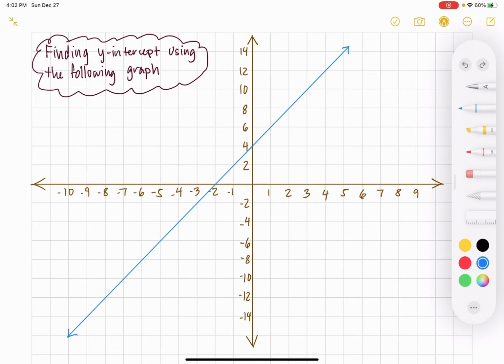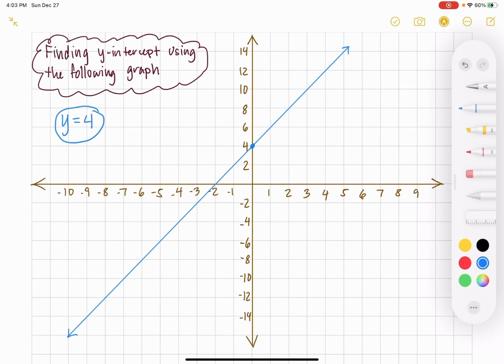Now, we're going to explore one of the ways to find the y-intercept, which is using a linear function graph. We have here a linear function graph, and as we discussed, the y-intercept is where x is equal to 0. So in this case, we're just going to go to the graph and find where x is equal to 0, and we can see that when x is equal to 0, y is equal to 4. So our y-intercept is y equals 4.